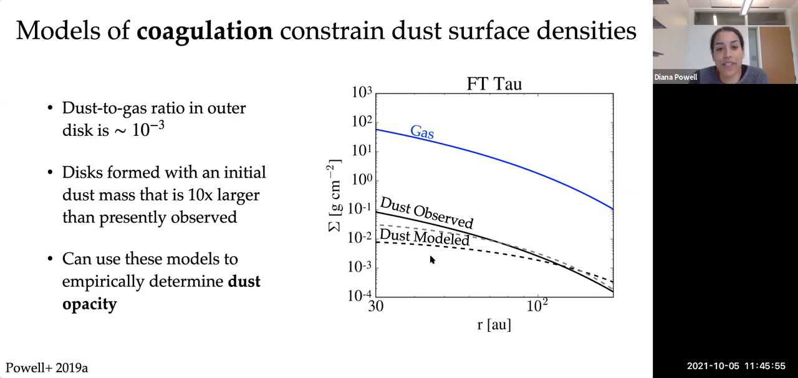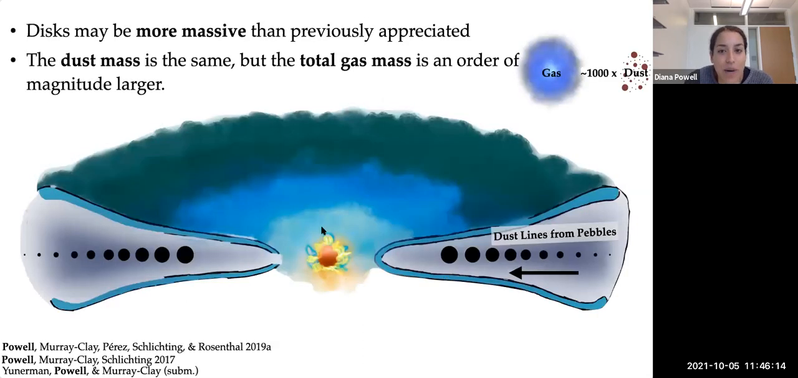And also being able to constrain the dust and gaseous surface densities using this method can allow us to empirically constrain the dust opacity, which is particularly exciting because the dust opacity remains one of the largest sources of uncertainties in studies of protoplanetary disks. And so we can learn a lot using this model that I haven't talked about here. So things from the aggregate nature of the solid particles that we observe to the nature of the disk morphological features. But overall, here's this new picture of disks, where they may be more massive than previously appreciated.